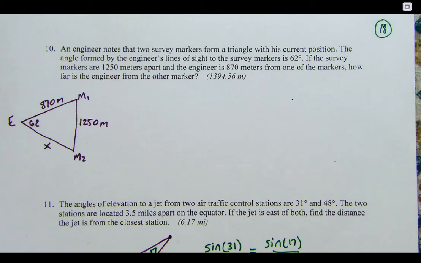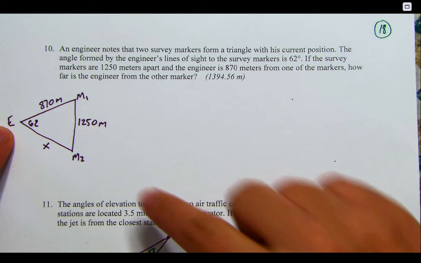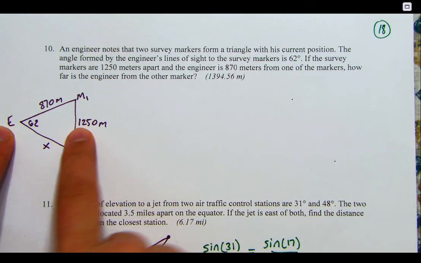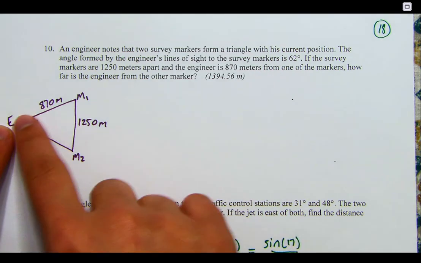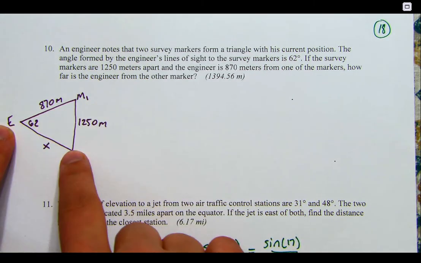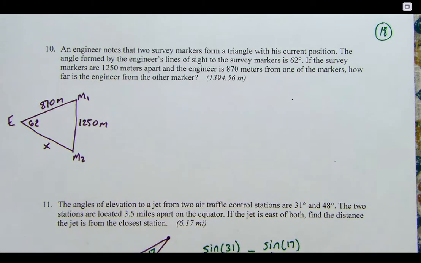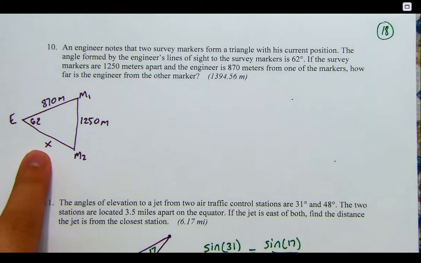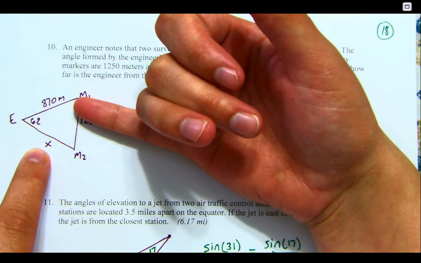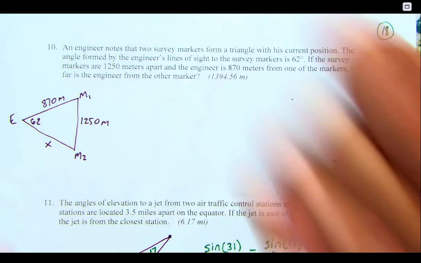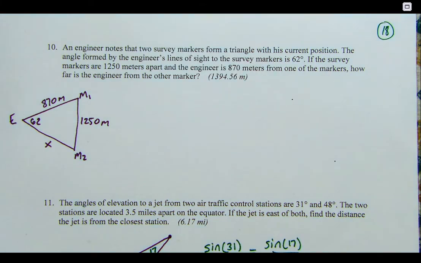Okay. So I've already drawn my picture. So here's my engineer, my two markers that are 1,250 meters apart, and then I just chose to put the 870 here and then make this my x. Now if you reversed those two things, completely fine, we're still going to get to the same final answer. Okay. Now if we are trying to find this side, that means that we have to know this angle, but we don't have two angles. So we're going to have to do some intermediate steps again to find what the question is asking for.